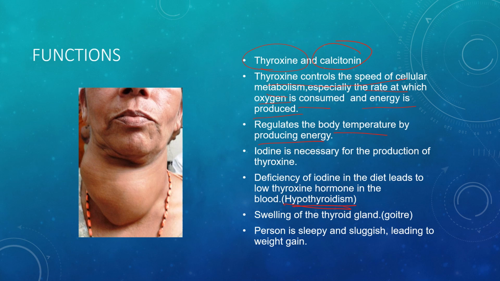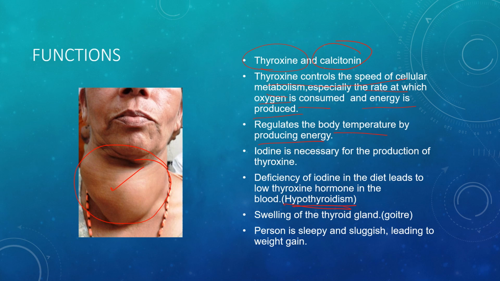What will happen if you have hypothyroidism? There will be swelling of the thyroid gland, and this swelling is called goiter. Hypothyroid people feel sleepy and sluggish, and it leads to weight gain. Thyroxine should always be kept under control. Either hyposecretion or hypersecretion of thyroxine is harmful for our health. So we should check the thyroid level, get tested, and take medicines, because this is a prime gland where thyroxine drives cellular metabolism, and if the thyroxine level is disturbed in our body, it will lead to several types of diseases.